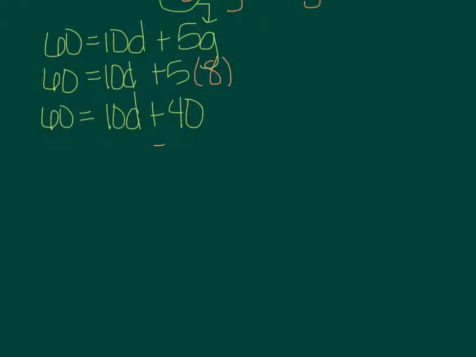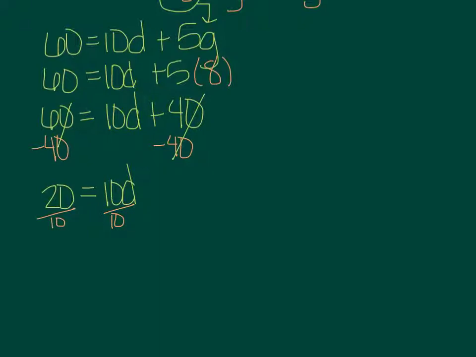We'll subtract 40 from both sides. Sorry, shouldn't have crossed that out. 60 minus 40 is 20. We have 10D. This is the one that cancels out over here. We'll divide both sides by the coefficient. 20 divided by 10 is 2. 10D divided by 10 is just D. So now we know that daylilies are $2.